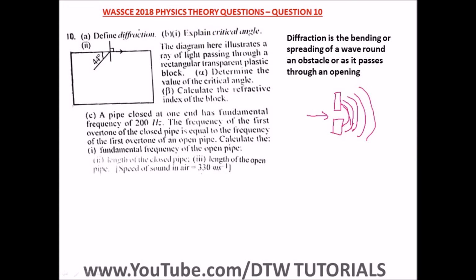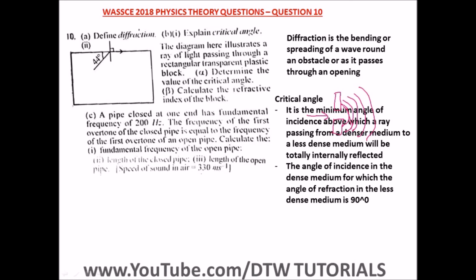Question 10b(i) says explain what critical angle is. I have two definitions here of critical angle, but in picking any of them, just make sure you draw the diagram. Critical angle happens from a denser medium to a less dense medium. Let's say from a denser medium like glass towards air. So you have something like this. You draw your normal, you write here denser medium, or you can put glass, and less dense medium, which can be air.